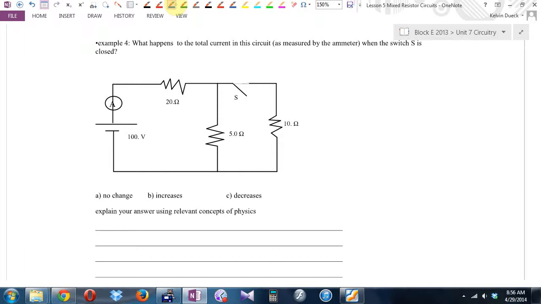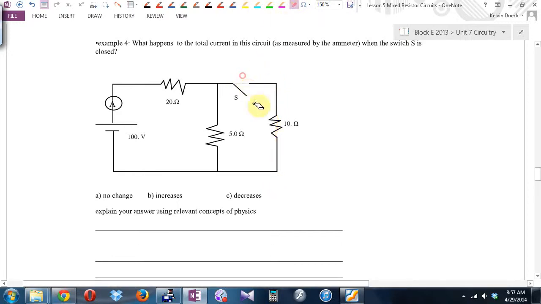I think what we'll do is we'll solve this circuit with the switch open, find I total. We'll solve this circuit with the switch closed, find I total, and see what's going on. So the switch is open right now, yes? That's my high-tech drawing. Which means no electricity is flowing down that path. That's how a switch works.